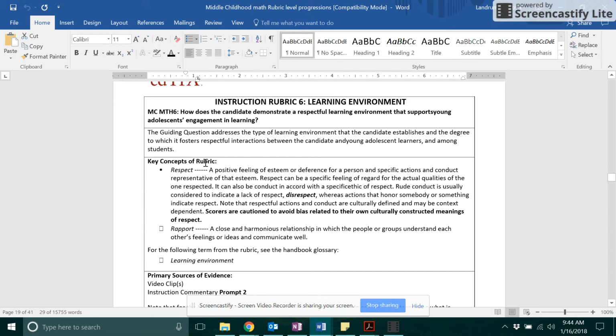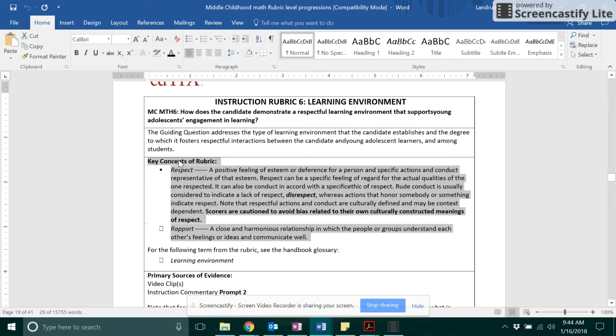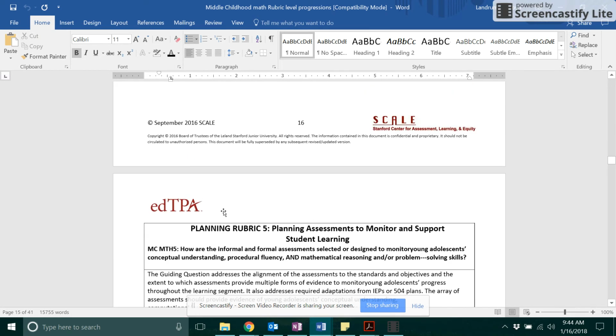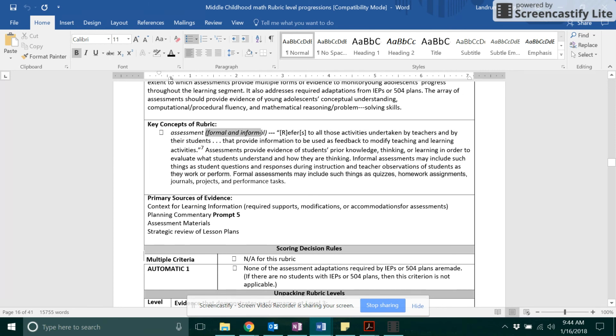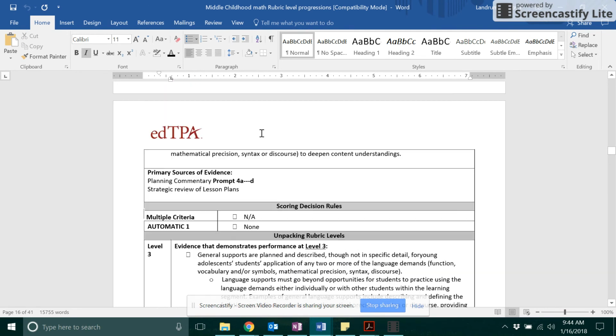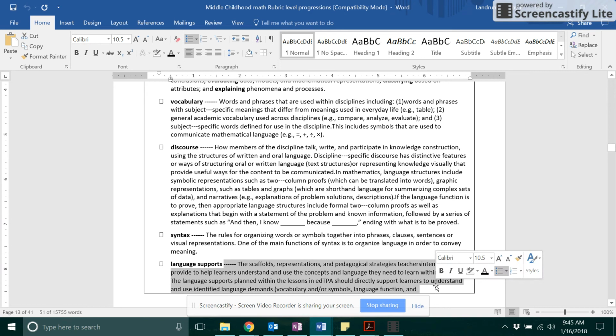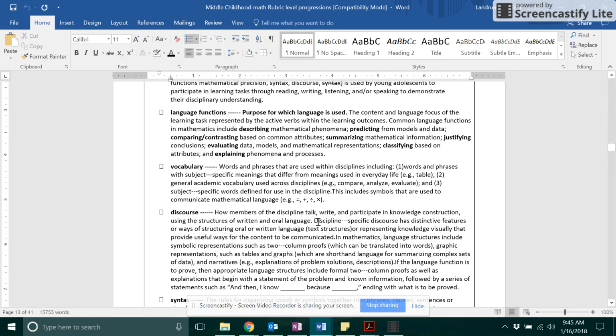Again, I would say one last thing. Remember the section at the beginning of the rubrics that says key concepts, and it defines words for you, because that's how they are scoring you. You might have a different use of another word, maybe not for respect or rapport, right? But in your school, you might use informal and formal assessments in a different way, or especially language supports. What does that mean? That could mean a whole number of things, but here's what they are holding you accountable for when they ask you to make a language support. So use this to your advantage.